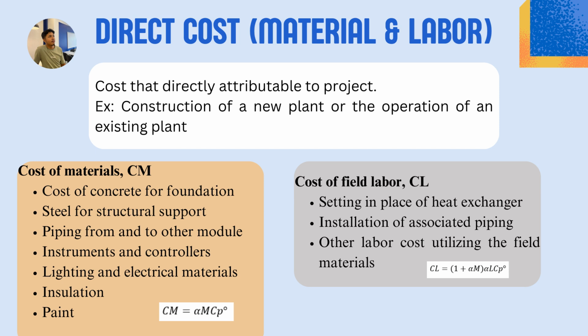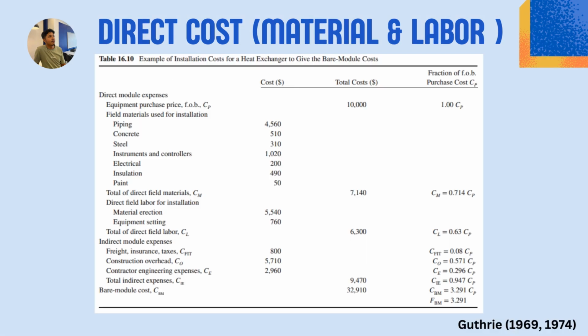And next is the cost of field labor, which is Cl: setting in place of heat exchangers, installation of associated piping, and other labor costs utilizing the field material. The equation used is Cl equals (1 plus alpha m) multiplied by alpha L Cp. This is Table 16.1 by Guthrie, an example of installation cost for a heat exchanger to give the bare module cost.